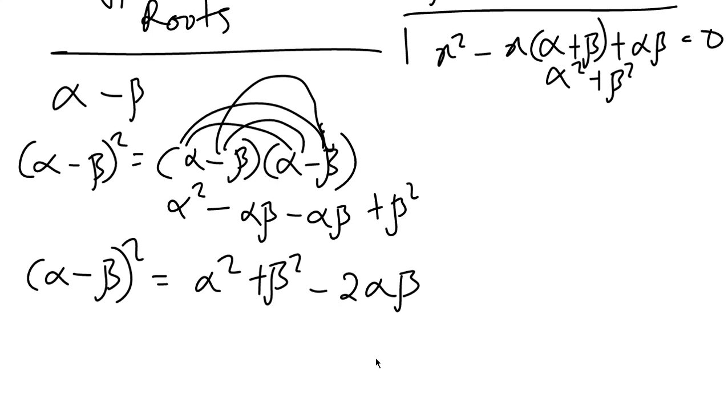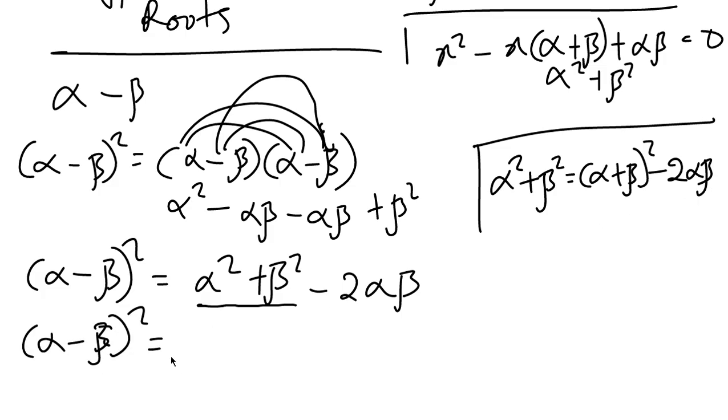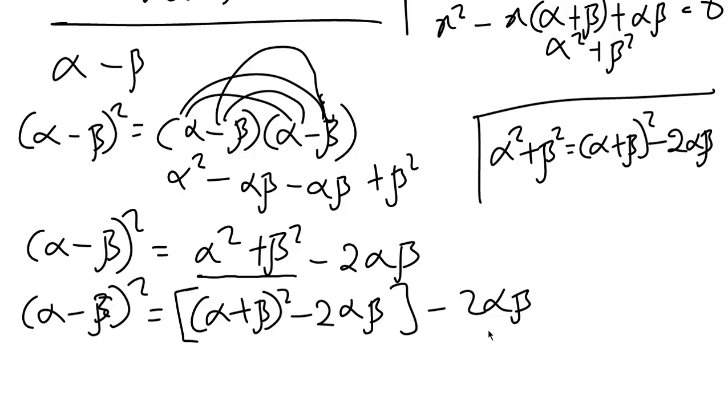Your goal is to get the value of alpha minus beta. So you can notice that this alpha squared plus beta squared can still be simplified with what we just studied a few minutes ago. We said that alpha squared plus beta squared is equal to alpha plus beta all squared minus 2 alpha beta. So we can now replace it as alpha minus beta all squared is equal to alpha plus beta all squared minus 2 alpha beta, right? This is the value of alpha squared plus beta squared, then minus 2 alpha beta again.